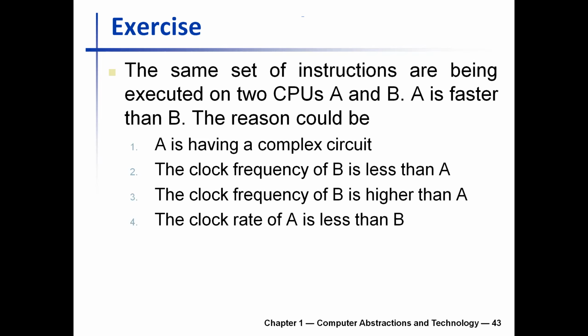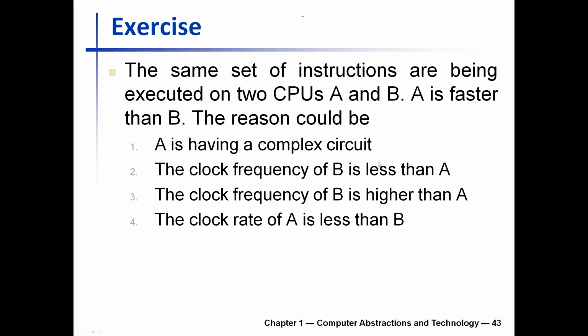We have the same assembly program, the same set of instructions, executed on two CPUs, A and B. So we can assume that A and B are built using the same instruction set. A is faster than B. It can complete the program faster than B. What could be the reason?